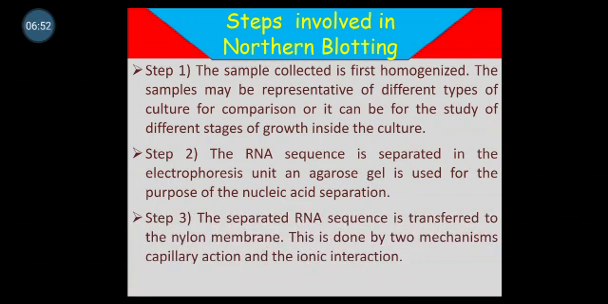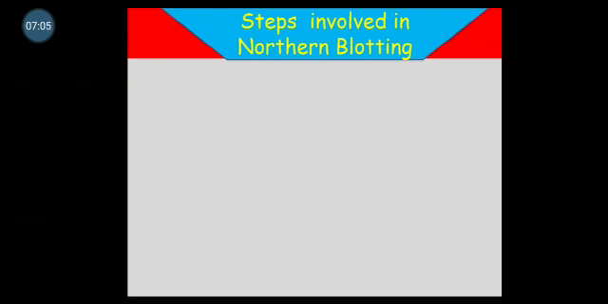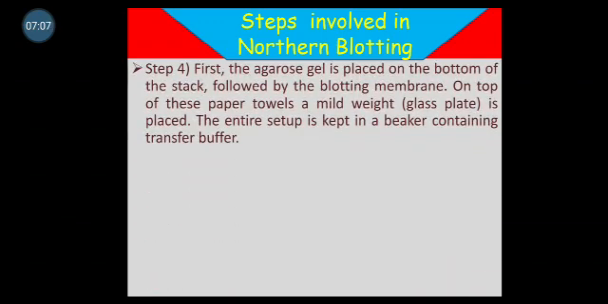At the third stage, the separated RNA sequence is transferred to the nylon membrane. This is done by two mechanisms. The first one is capillary action and the other one is ionic interaction. In the fourth step, the agarose gel is placed at the bottom of the stack, followed by the blotting membrane. On top of these, paper towels and a glass plate are placed. The entire setup is kept in a beaker containing transfer buffer.